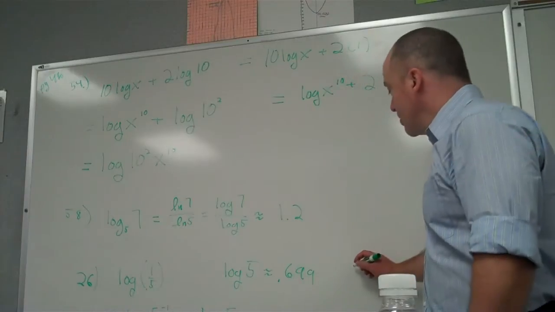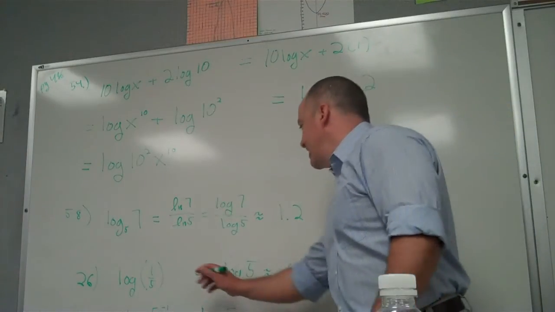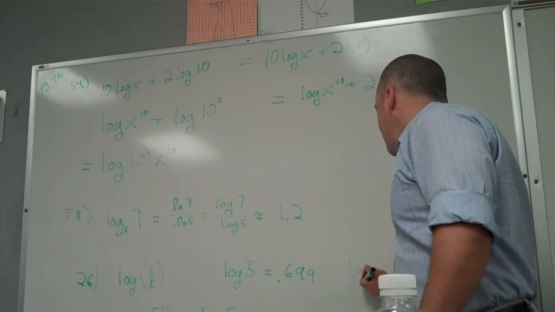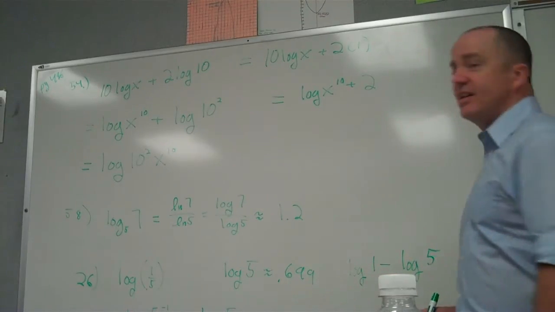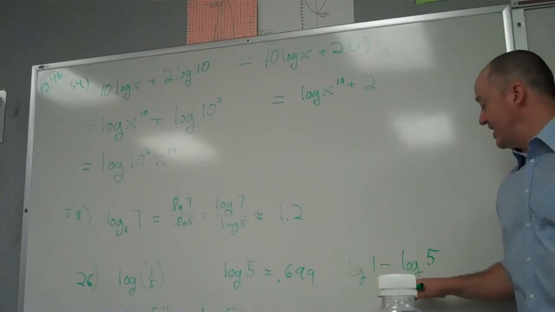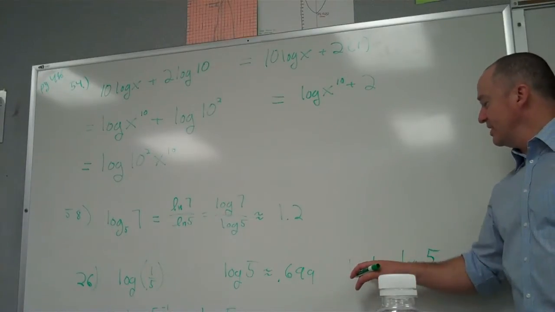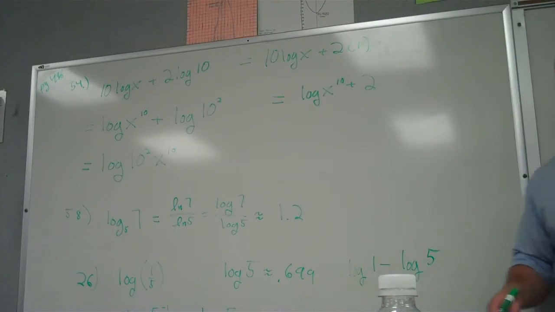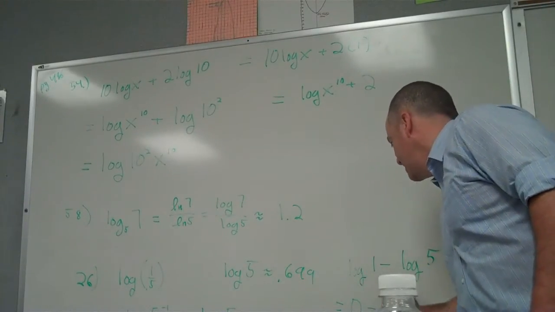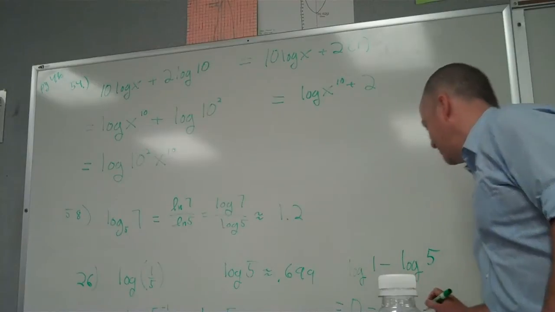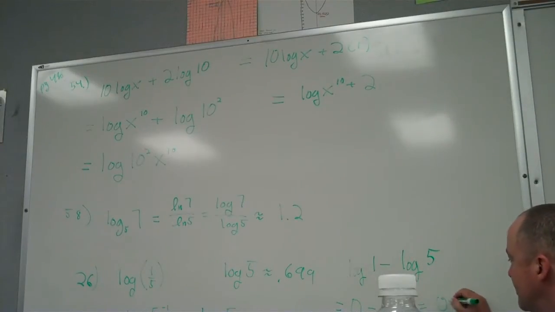Okay? Artur said that the log base 10 of 1/5 is the log base 10 of 1 minus the log base 10 of 5. He expanded the logarithm instead. What is the log base anything of 1? 0. Very good. So this equals 0 minus the log base 10 of 5, which is 0 minus 0.699.